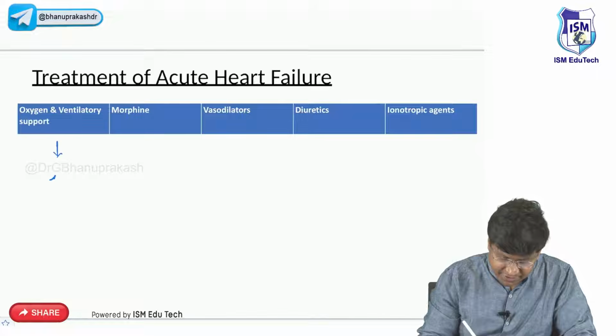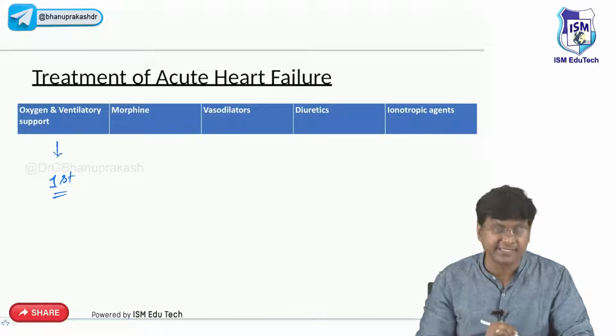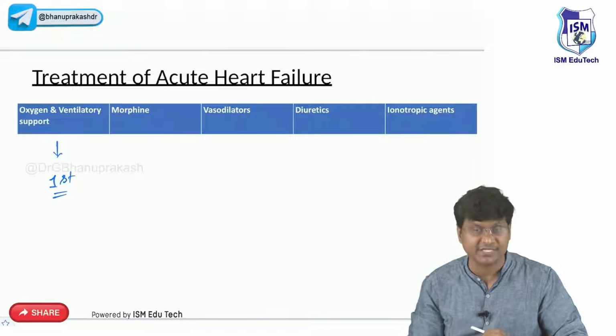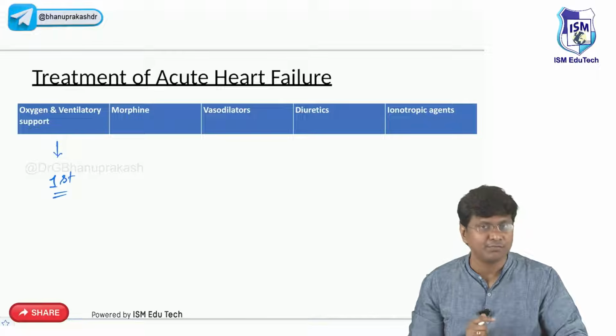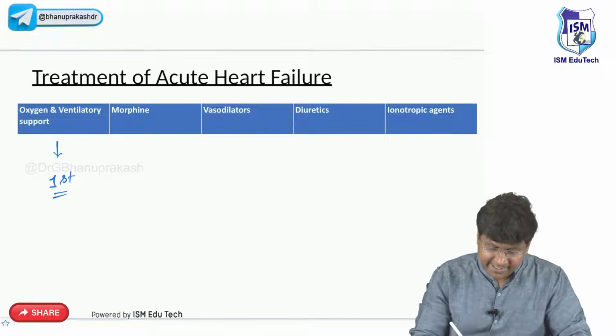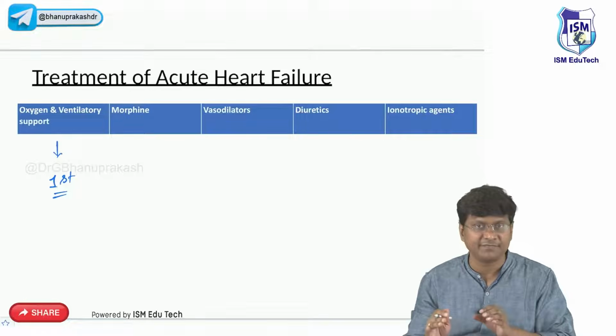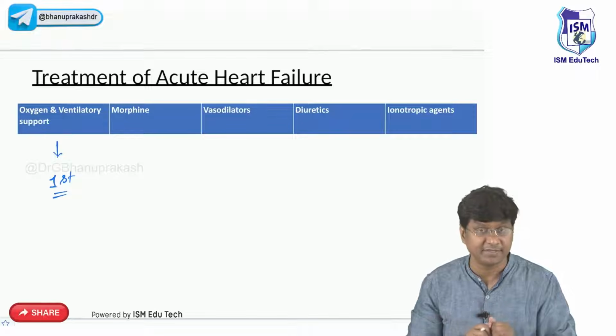See, if the question is asked about next line management, then it should be oxygen as well as ventilatory support depending upon the saturation. Saturation you need to maintain more than 94%, right? And the diuretic will be the first important drug of choice. That will be furosemide.